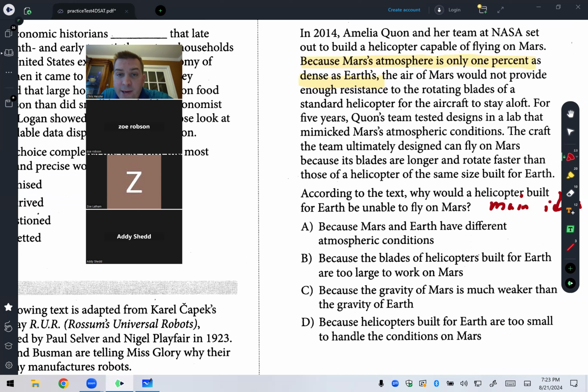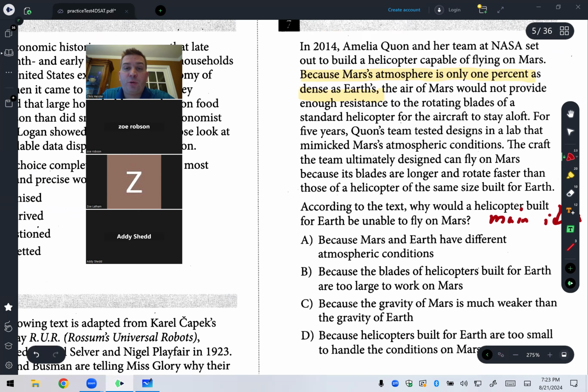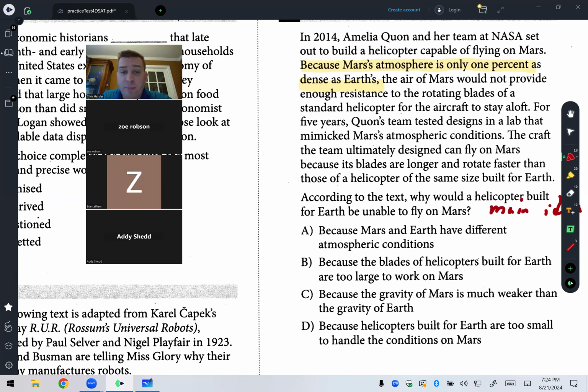All right, so I highlighted a portion of the question, which should probably indicate an answer at this point, but I'm going to look at some of the wrong answers first. All right, let's look at answer choice B. Would it be because the blades of helicopters built for Earth are too large to work on Mars? That's actually backwards. I learned that the helicopter that can fly on Mars has longer blades and they rotate faster. So B has it backwards. They'd actually be larger or longer.